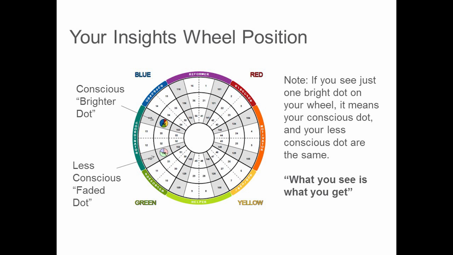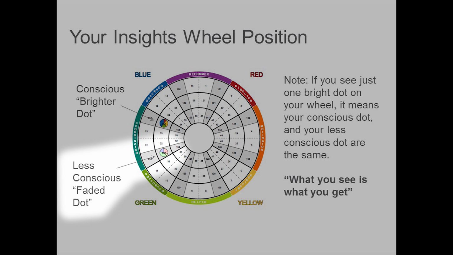Each spoke of the wheel represents a different color order. As you can see in the example I'm showing you, it appears there are 2 dots or wheel positions. One is the less conscious faded dot. It represents the right-hand bar graph. The other is the conscious or brighter dot, and it simply represents the left-hand graph.